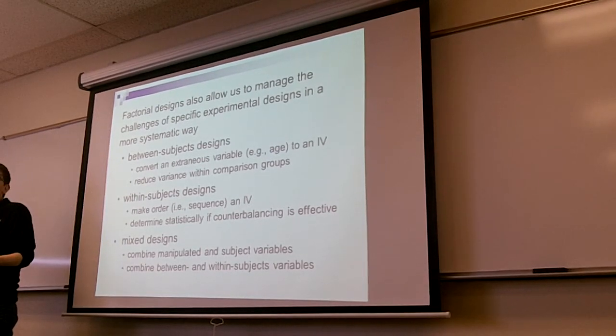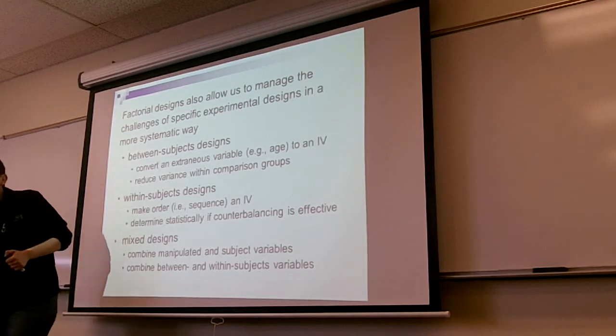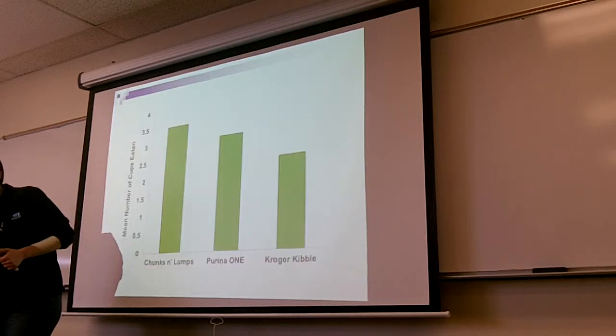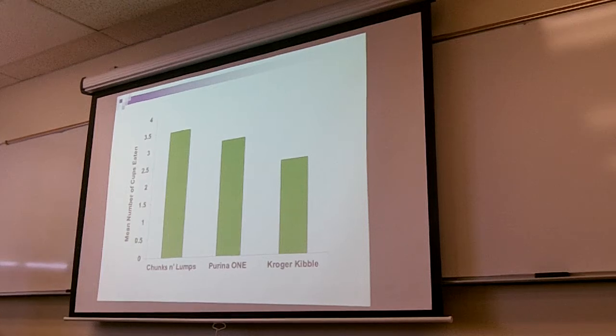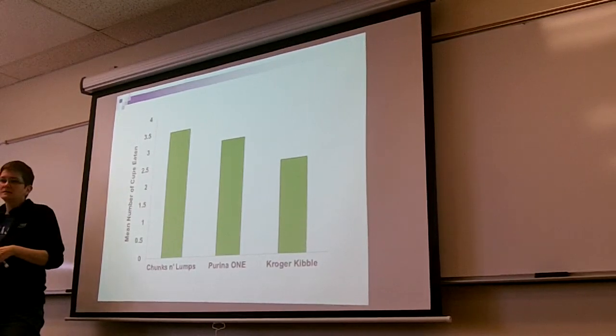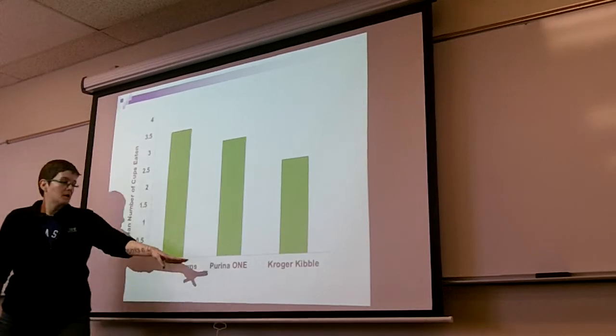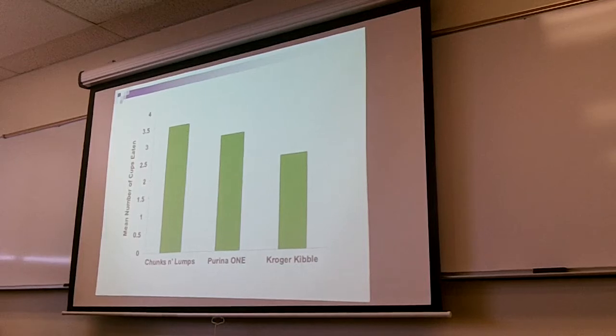So factorial designs give us a lot of flexibility, but they also give us power to manage challenges of single factor designs in ways that let us use statistics to show whether or not those problems are actually a concern. So for example, you guys remember this classic, right? We're comparing how many cups of food dogs eat, and we're comparing chunks and lumps, Purina 1 and Kroger kibble, right? The classic Dr. Darnell experiment.